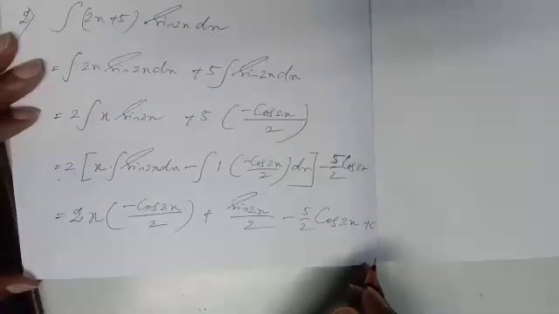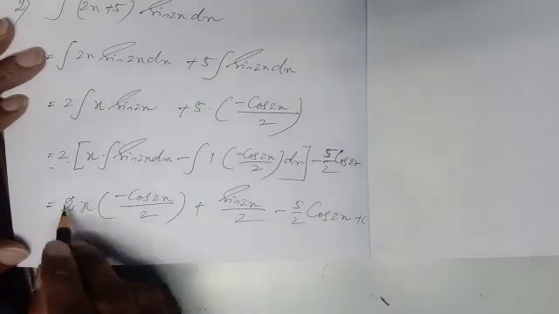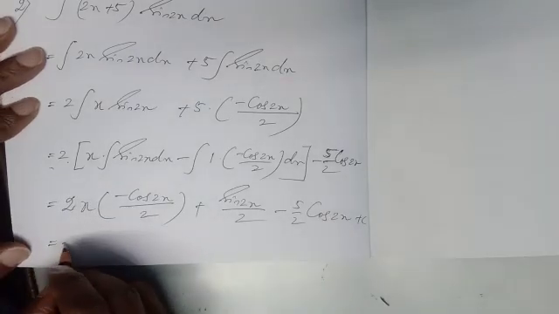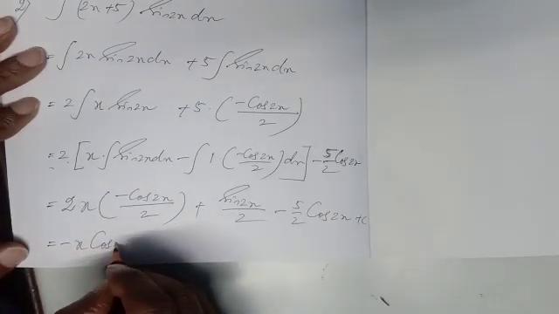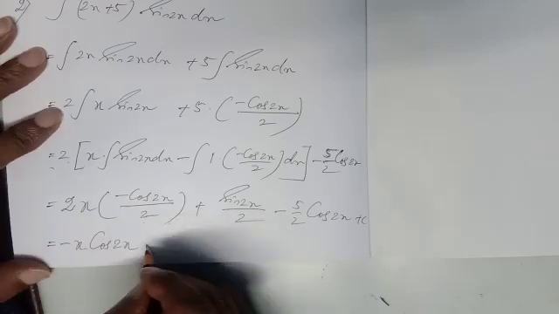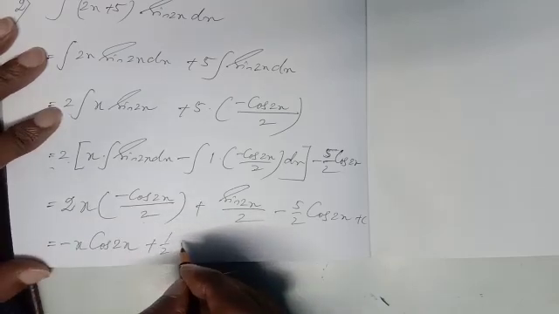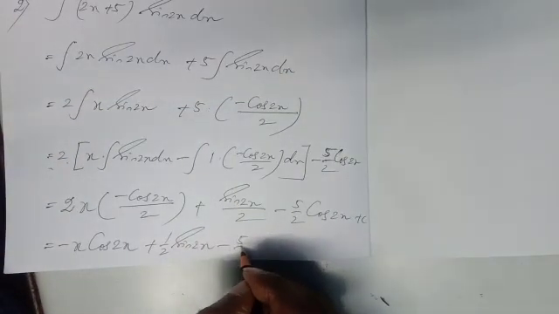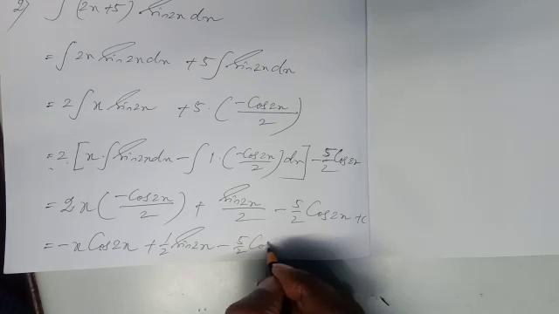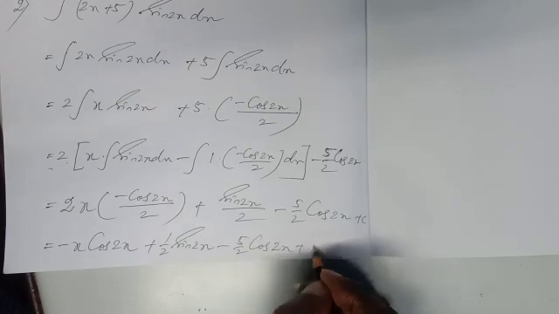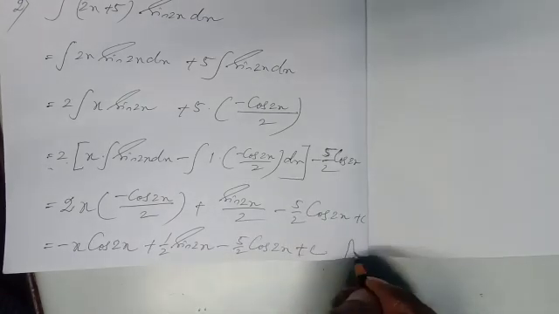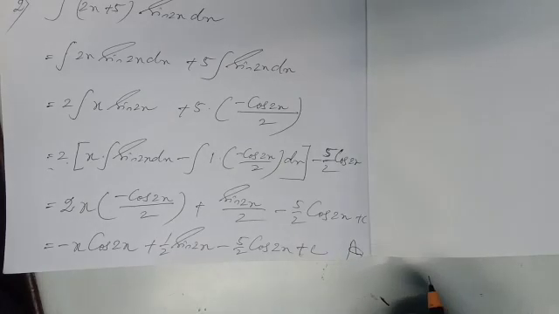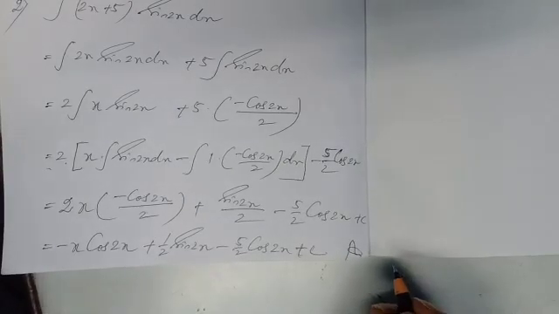Finally, what will we get here? Just 2 cancel, here minus x cos 2x plus 1 by 2 sin 2x minus 5 by 2 cos 2x plus c is the answer. In short, two questions are completed in integration by parts. Let us see the next.